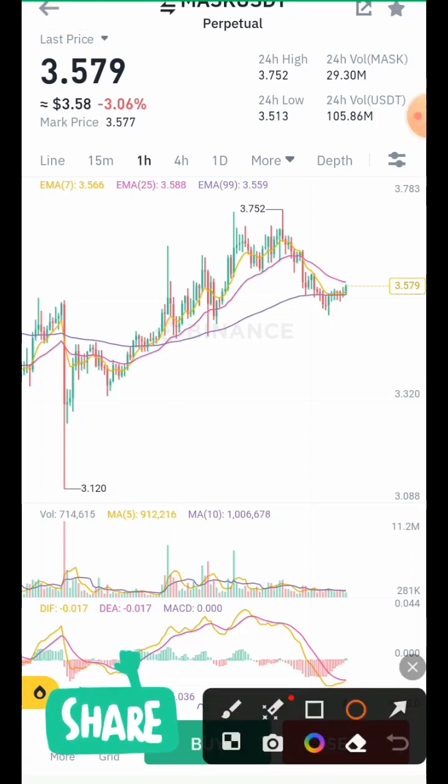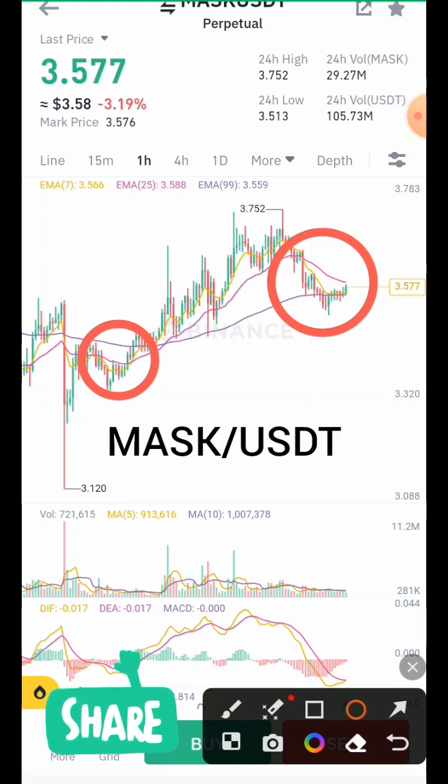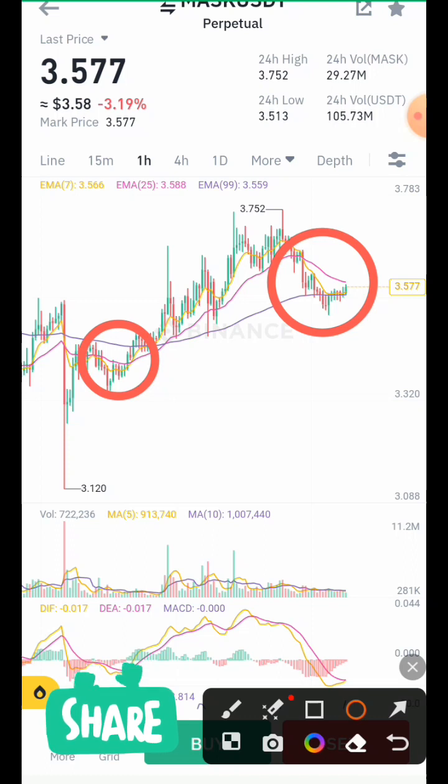Now you can see that history repeats itself. You can see the same movement that happened recently is still happening now. If you pay more attention to what is coming up in the crypto market on this market, of course, this here is MASK/USDT. If you want to trade it after analyzing this market, you can go and trade it.